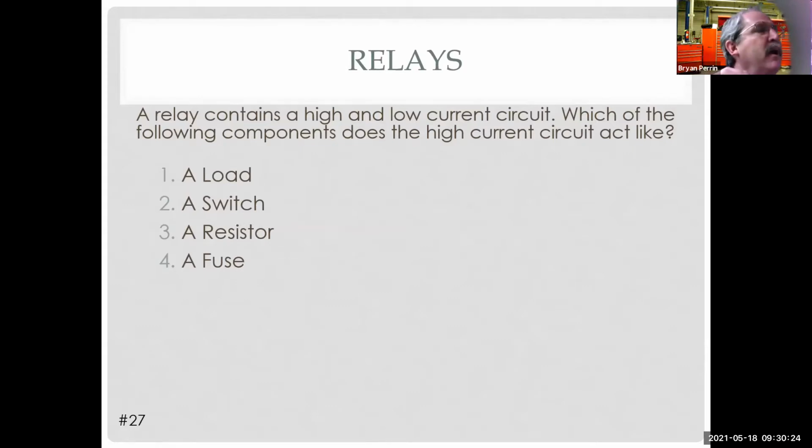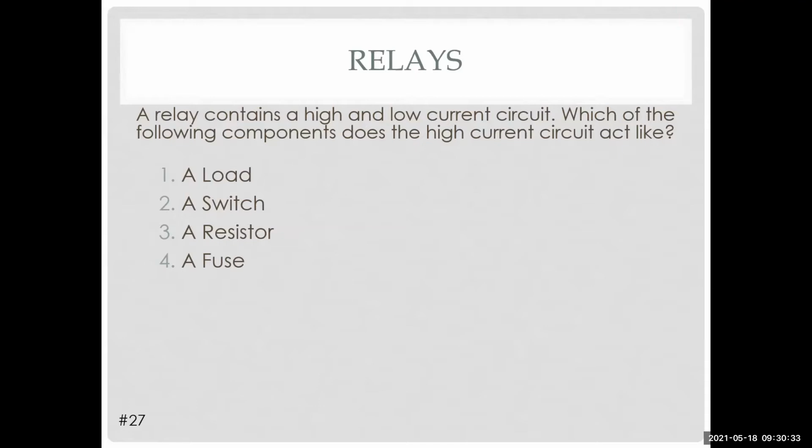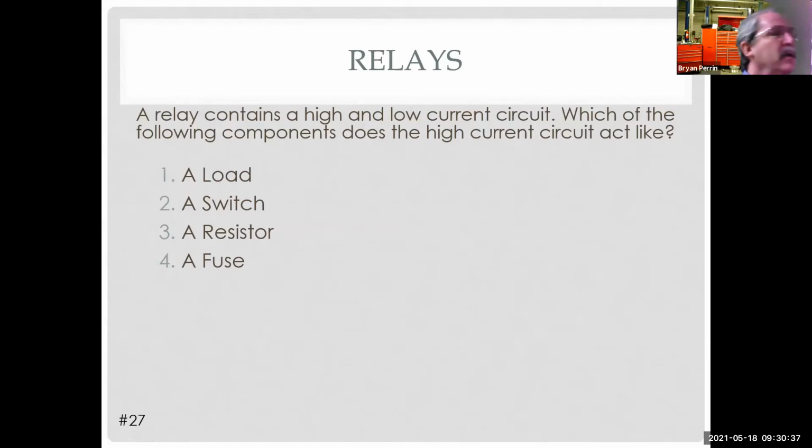What do I have? So a relay contains a high and low circuit. Which of the following components does the high current circuit act like? Number one, load. Number two, switch. Switch. The high current circuit is the switch in the relay. The low current circuit is the load in the relay.